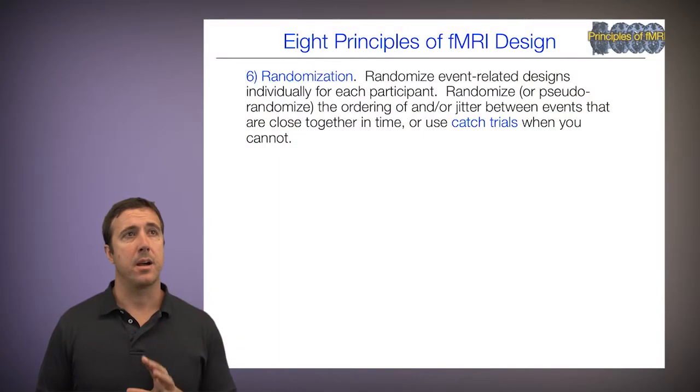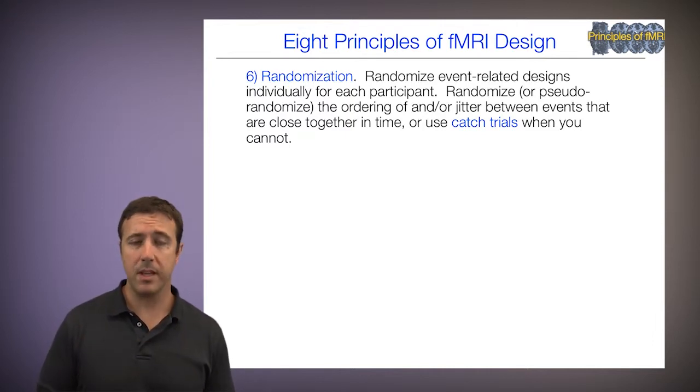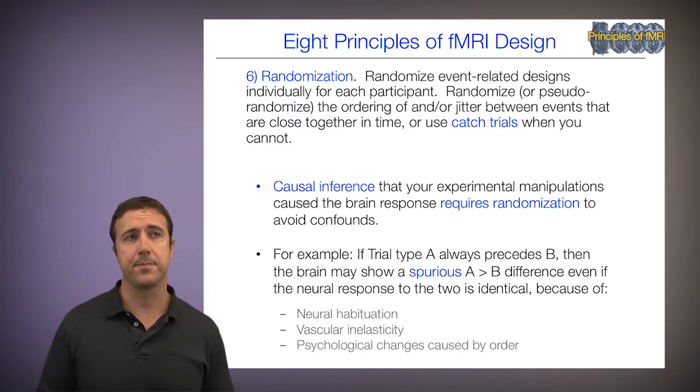The next principle is the principle of randomization. The idea is we'd like to randomize event-related designs, and we'd like to randomize them individually for each participant, so we don't have the same order for everybody. In addition, if we can't randomize the order of events, we can use catch trials. And what that can help us do is decorrelate predictors in our design matrix.